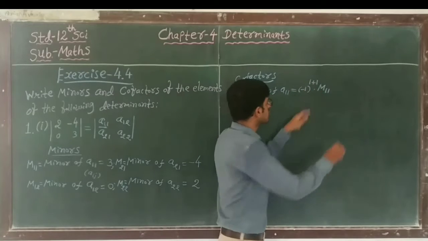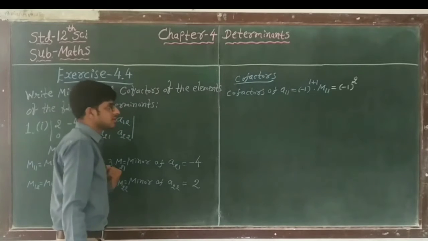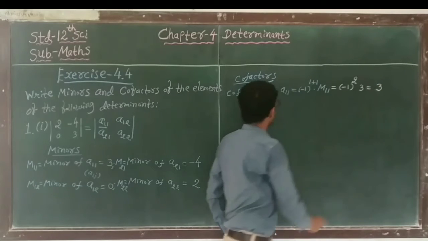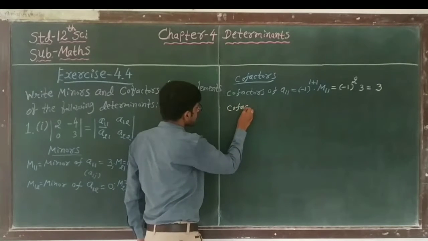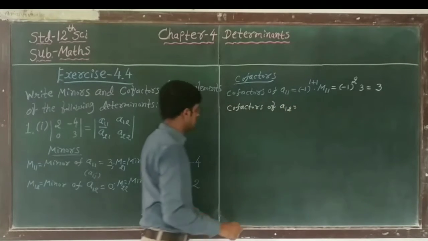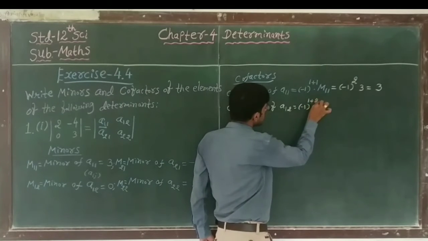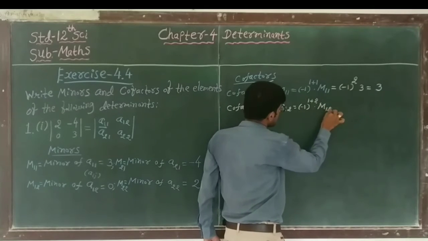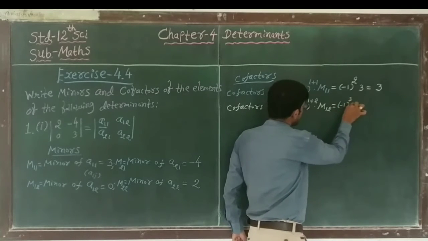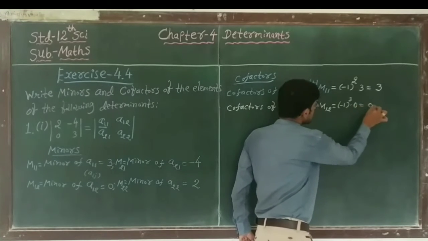So minus 1 raised to 2 into M11. M11 is 3, so into 3. Minus 1 raised to 2 gives 1, and 1 times 3 is 3. Next, the cofactor of A12. Minus 1 raised to 1 plus 2 into M12. 1 plus 2 is 3, so minus 1 raised to 3 into M12. M12 gives 0. So the answer is 0.